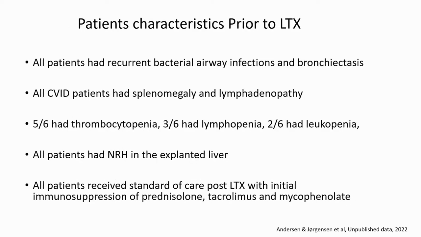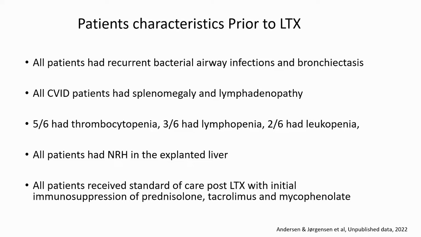So with regard to the cases I've presented now, I just want to tell you what kind of clinical characteristics they had prior to transplantation. So all of them had bacterial airway infection and bronchiectasis. All the patients had splenomegaly and lymphadenopathy. 5 out of 6 had thrombocytopenia, and 3 out of 6 had lymphopenia, and 2 out of 6 had leukopenia.